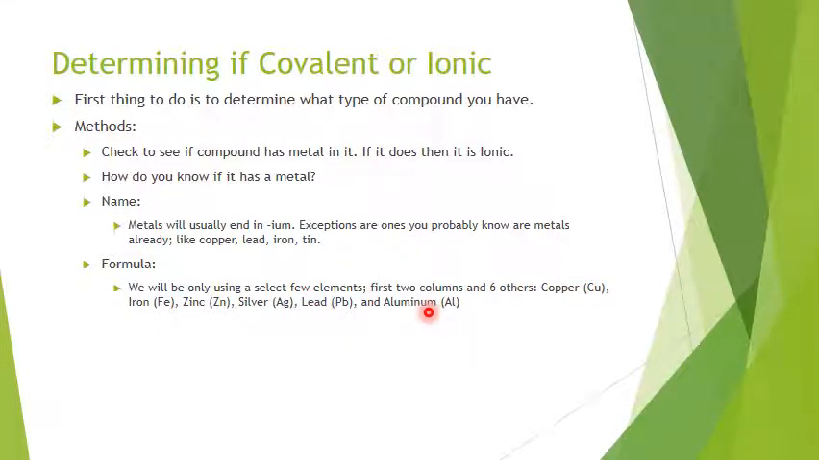So when you look at a chemical name or formula, look in the first two columns, and then if it has elements from the first two columns or is one of these 6, you have an ionic compound. If it doesn't have elements from the first two columns or these 6, it is a covalent molecule.